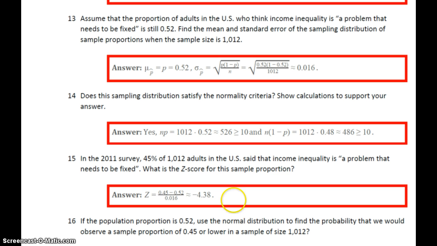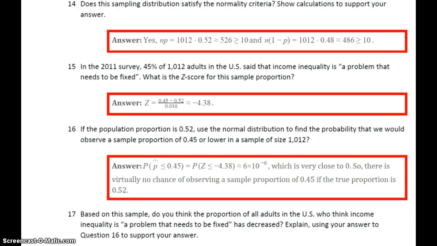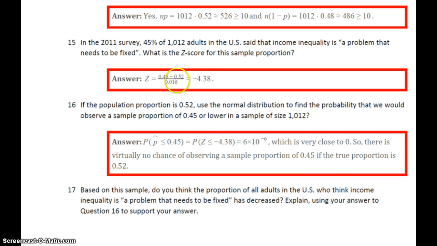So the first thing is, let us get the standard deviation. Now remember, the mean of the p-hats is the assumed p-value of 0.52. So you do p, 1 minus p, over n, which gives 0.016. Is normality satisfied? Yes, np is 1,012 times 0.52. That's bigger than or equal to 10. And n times 1 minus p, bigger than or equal to 10. Now, how do we get the z-value? It is the p-hat value, 0.45, that is from the 2011 poll, minus p, the assumed p-value of 0.52, over the standard deviation.